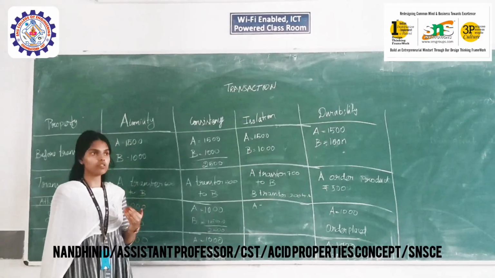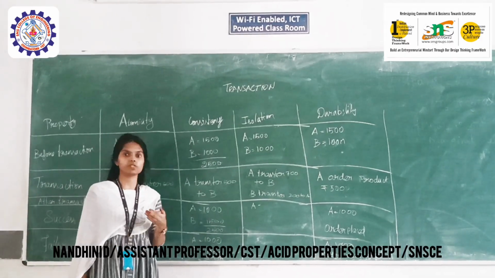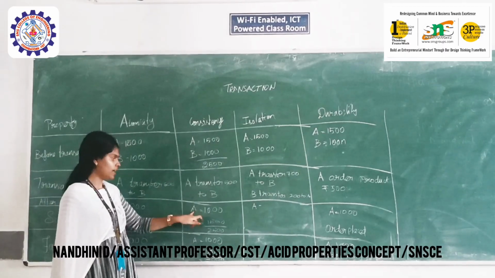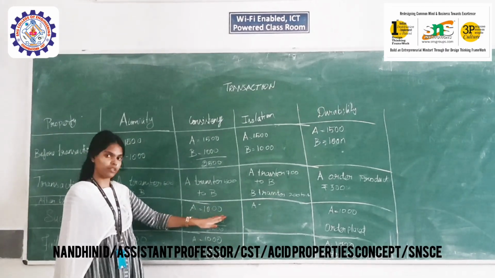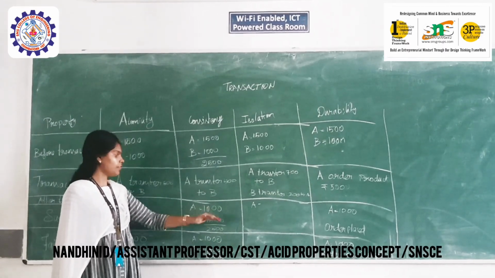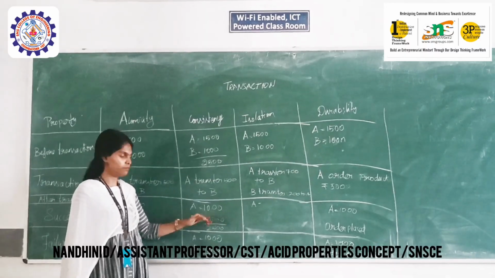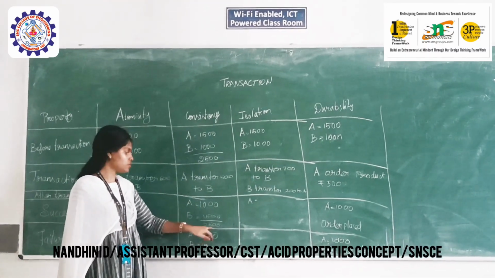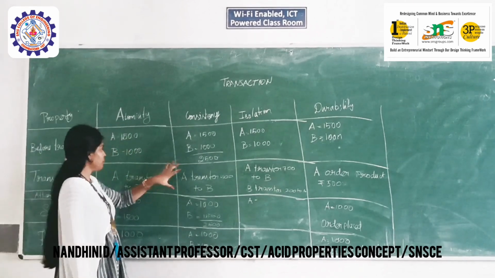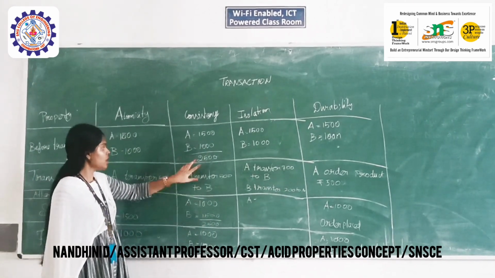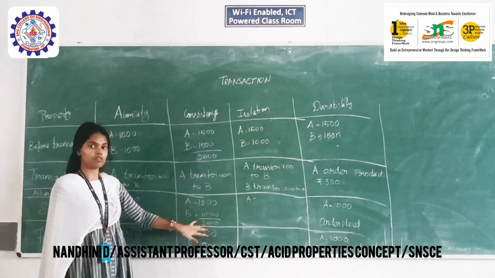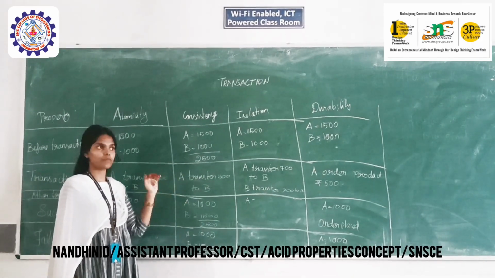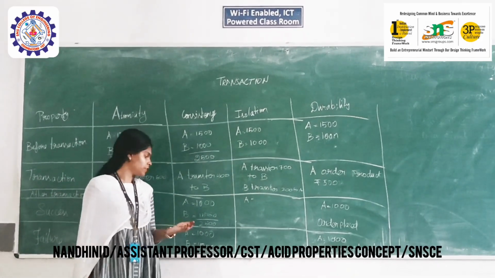When the transaction and the modification have been successfully done in the database, how will it be? 500 will be decremented from person A and 500 will be incremented in person B. When we sum this up, we will get 2500. So when we compare before and after the transaction, we have the same consistency. Here we can say the transaction has been successfully completed.